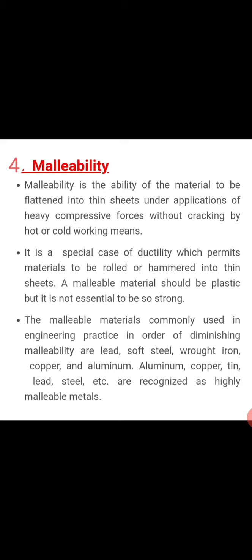Malleability means forming into thin sheets with compressive loads. When the load is applied, we can spread the sheets. We can have elongation in all three directions. Such an ability is called the malleability of a material. This is highly found in aluminum. Aluminum, copper, tin, lead, steel, etc. can be flattened. They are highly malleable, unlike plastics.